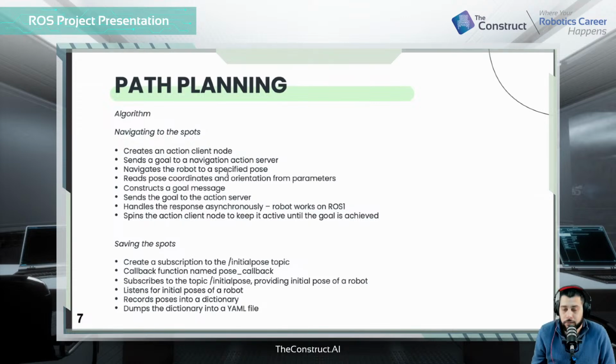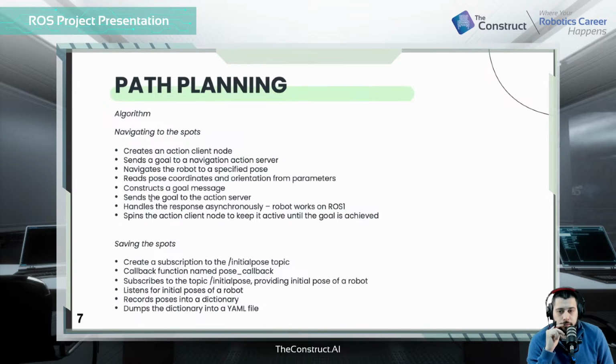It reads the pose coordinates and orientation from the parameters, from the already saved file, and constructs a goal message. Sorry, I'll just get into the YAML in a bit. And then it sends the goal to the action server. It handles the response asynchronously because the robot works on ROS1, and it spins the action client node to keep it active until the goal is achieved.